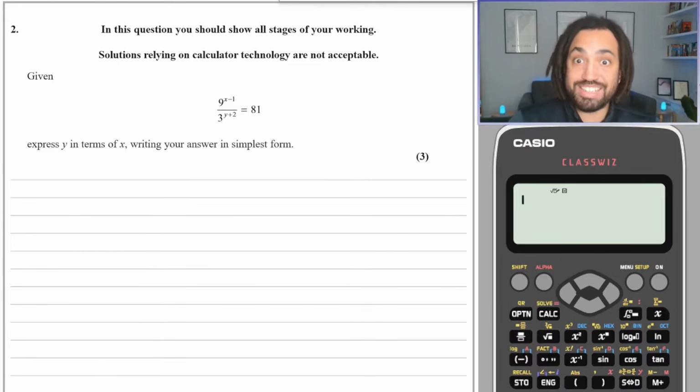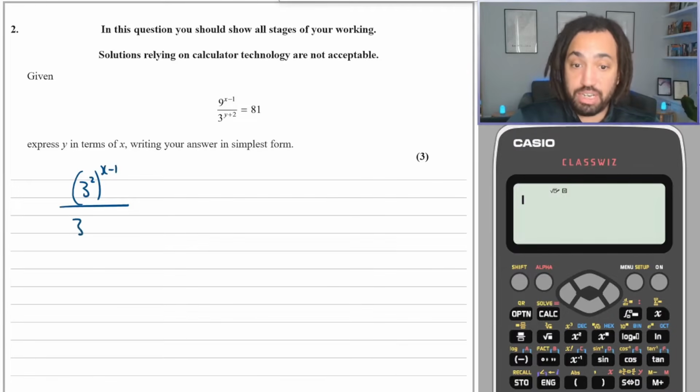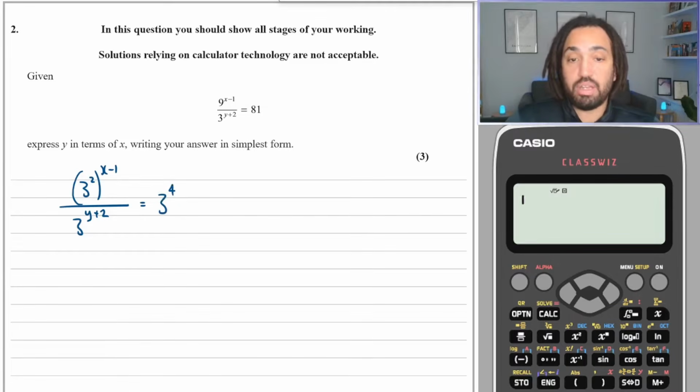Question 2, we've got indices. So what we need to do is make sure that the bases are the same. And all of these are powers of 3. So 9 is 3 squared, so let's just write that as 3 squared. And 3, well, that's already a power of 3. And 81 is 3 to the power 4. Okay, great. Let's look at these brackets here.